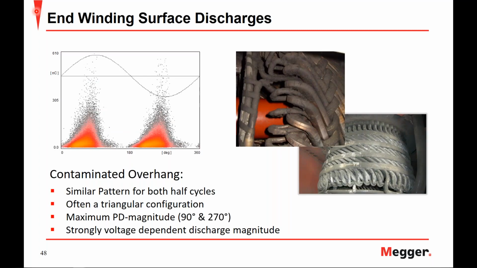Next, we have an example of end winding discharges that are typically a result of contamination or humidity on the overhang, and this results in a symmetrical pattern as seen here, again with the triangular distribution.